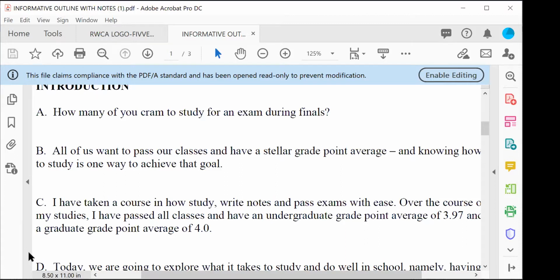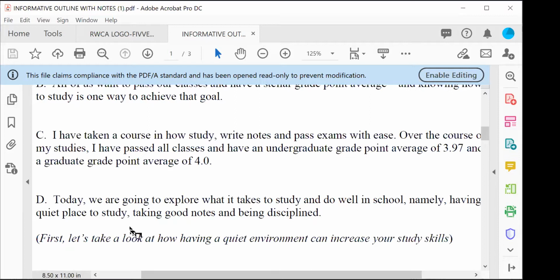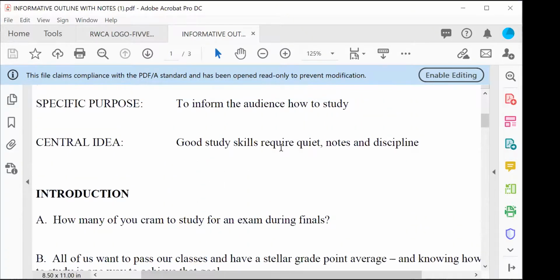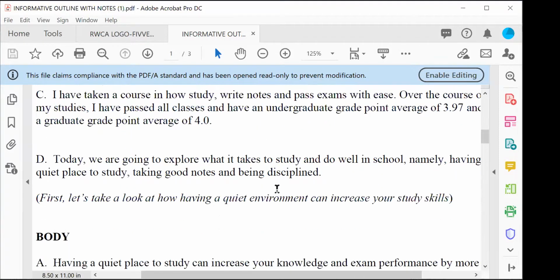And then D. Today, we're going to explore what it takes to study and do well in school, namely having a quiet place to study, taking good notes, and being disciplined. Do you see how this sentence here is bigger, broader than good study skills require quiet, notes, and discipline? Here in the central idea, you want it to be nice and contained, if you will. But down here, when you're talking in your speech, it's okay to elaborate.